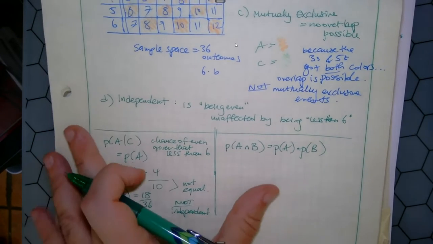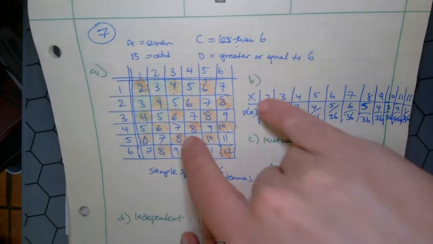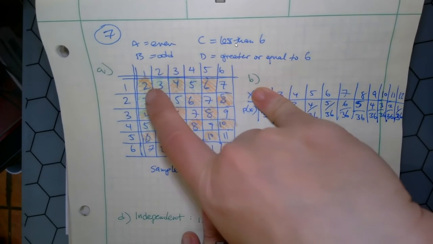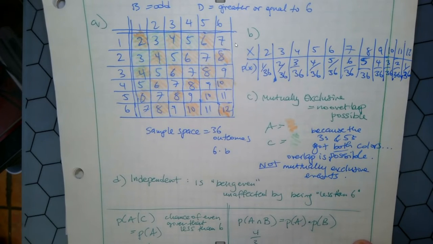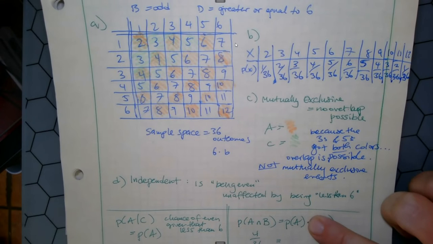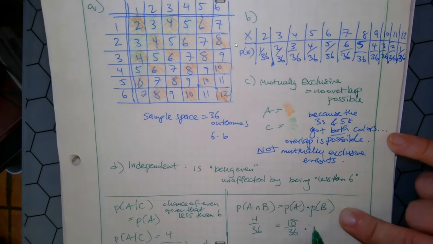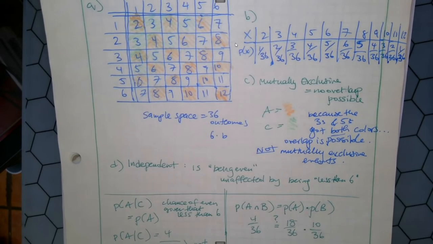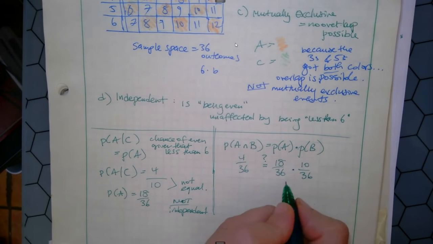So the chance of A and B happening, got both colors, was these guys and these guys, right? So there were 4 events out of 36 that were both less than 6 and even. The chance of being even is 18 out of 36. And the chance of being less than 6 is everything that got green, which I think we decided was 10. So this question is asking, is this numerically the same? I think the answer is no.